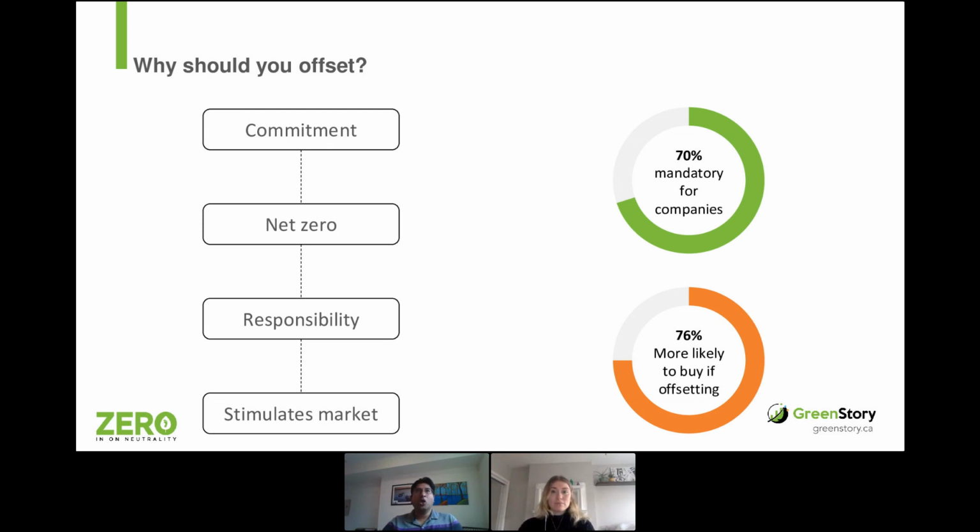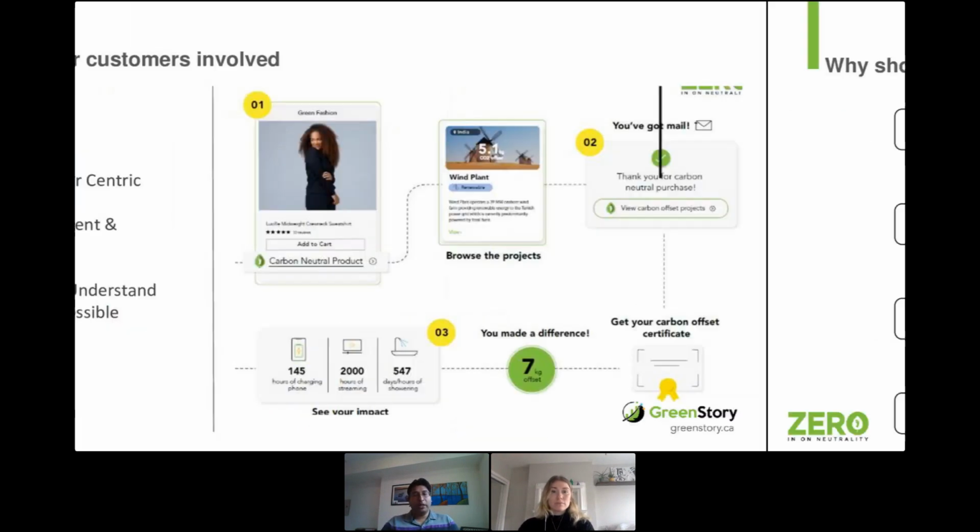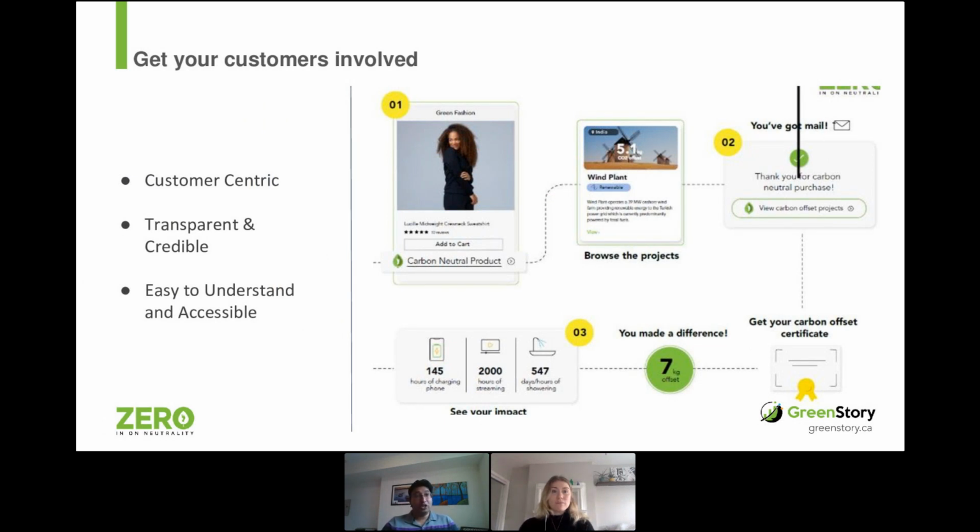Right. So Green Story's focus from the very beginning has been to bring a consumer-centric experience to sustainability, with credible, transparent, and easy to understand impact data for shoppers, and basically make it accessible to all companies, whether big or small. And we wanted to bring the same consumer-centric experience and principles to the carbon offsetting ecosystem. So basically, with our system now, we can convince shoppers that buying carbon neutral products is really making an environmental impact and helping the communities where these offset projects are being developed.